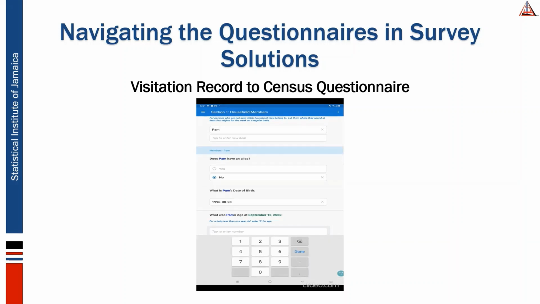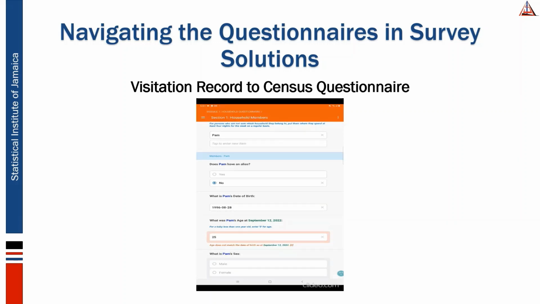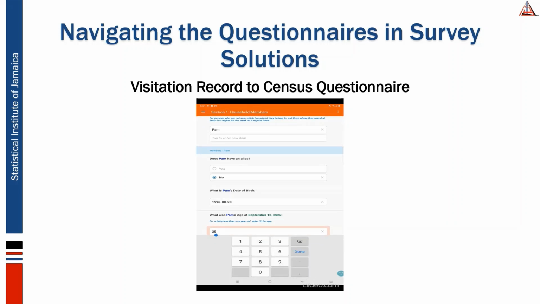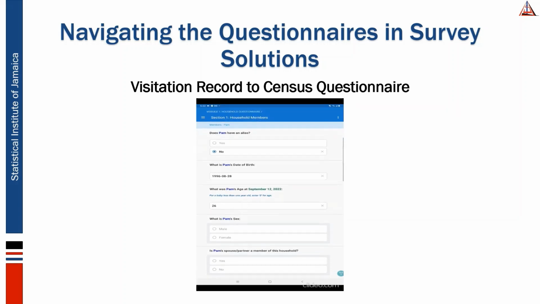Please remember that Survey Solutions does calculations for age and will indicate to you if the age and the date of birth do not correlate or correspond. So here we see the section has become red because the age is 25 and the birthday recorded was August 28, 1996. However, as at September 12, 2022, this person would have been 26 years of age. So we correct that. And see where the section becomes blue once more.